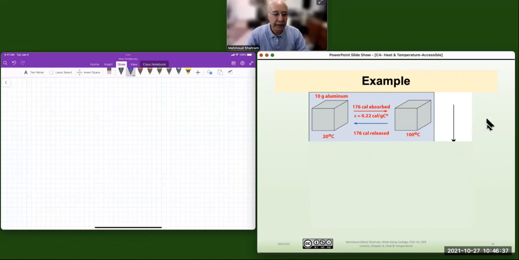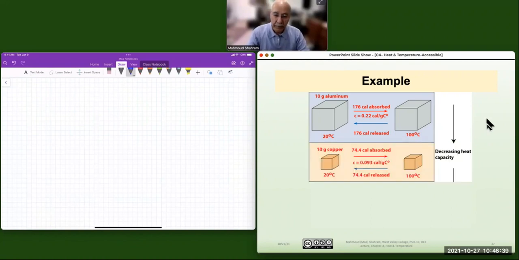Now let's try that for copper. We have again 10 grams of copper here. To do the same thing, in other words, go from 20 degrees C to 100 degrees C, you need only 74.4 calories of heat, and vice versa.